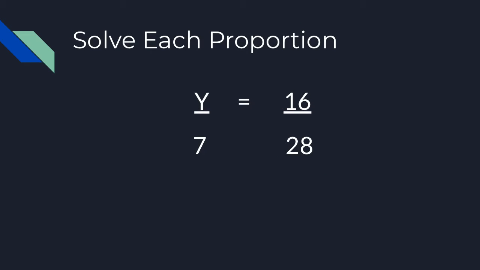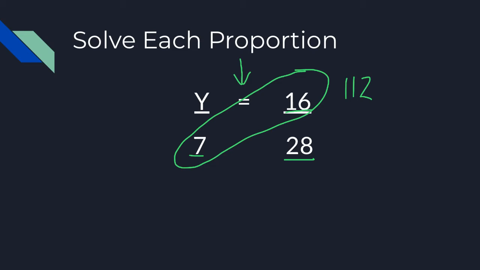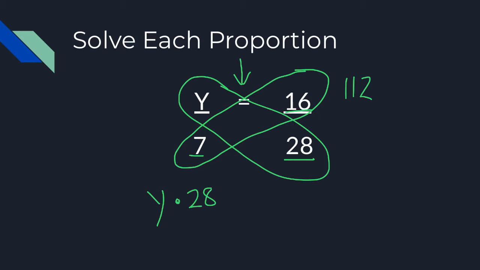So now what do we do if we know the two ratios are equal and we have 3 of the numbers, but we are missing the last one? Well, let's think about our cross product method. We know that this cross product, 7 times 16, which happens to be 112, has to equal that cross product. So some number times 28 has to equal the 112 cross product.